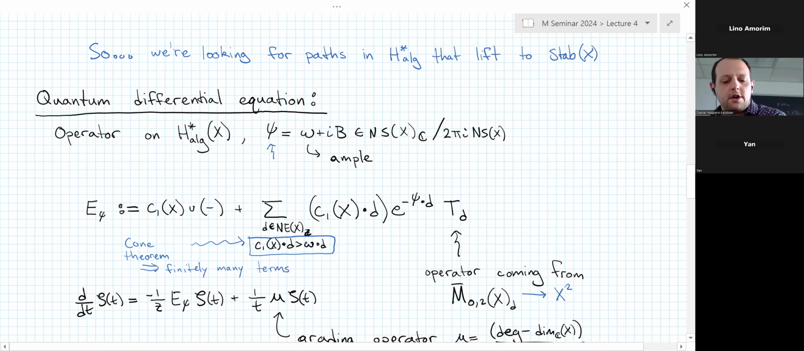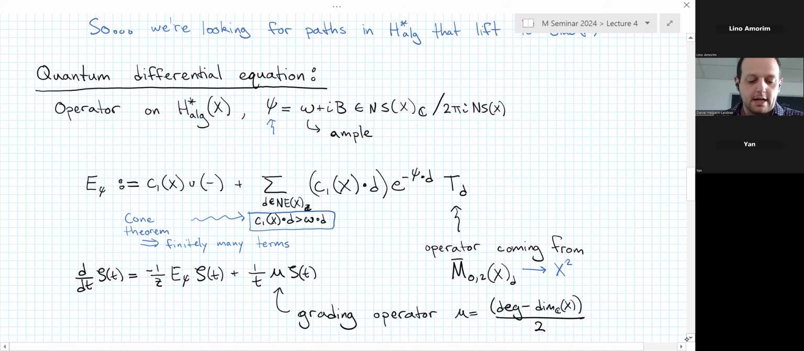So basically, the cone theorem means you're cutting down to finitely many terms, and in some sense, I'm keeping the terms that are largest. That's the intuition: I want to keep the terms in this expression that are the dominant terms, and so, right.